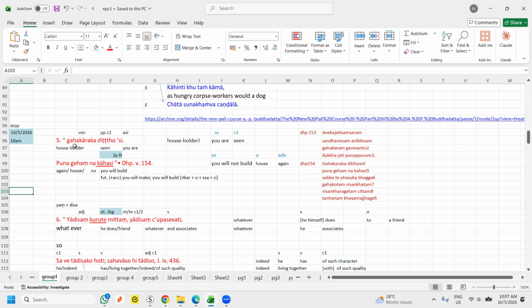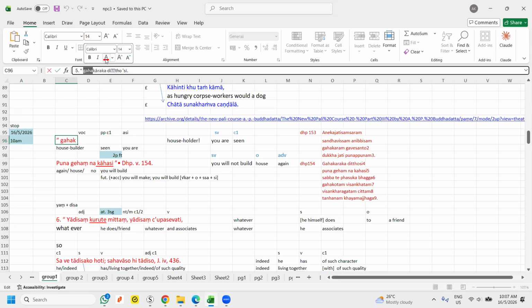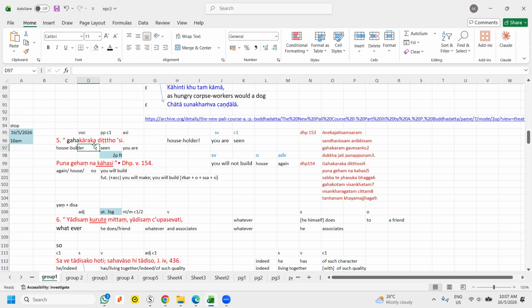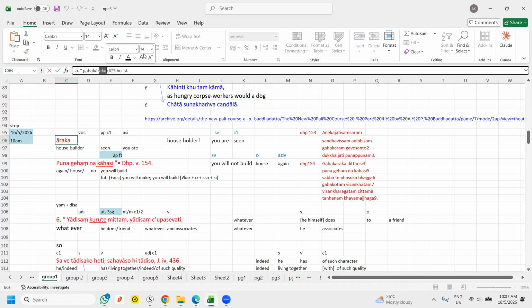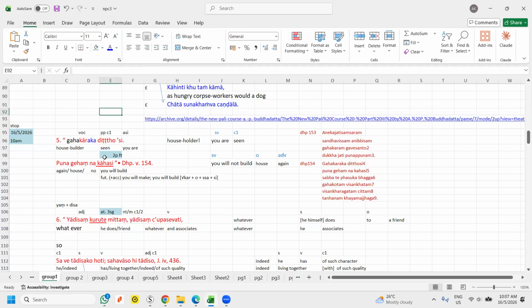Here you see Gahakaraka. Technically it's a compound. Gaha is a householder. The last time when we learned the primary derivative, this Aka is added to the root Kr. If you remember, under MPC2, this is a primary derivative, but however this is a compound, that means Gahakaraka is a house builder. Here this is a vocative, a householder.